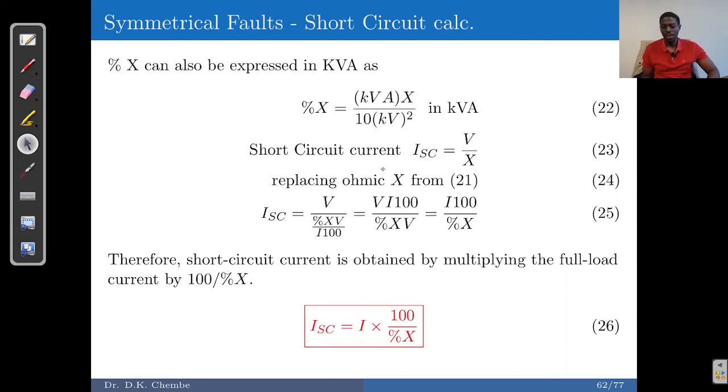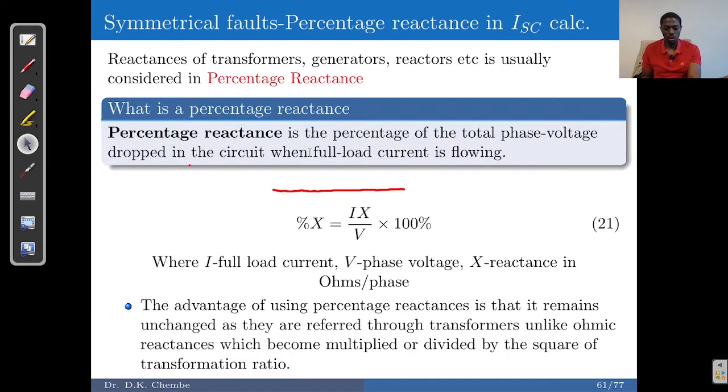So the short circuit current, which is ISC, is going to be equal to the voltage over the reactance. But we are interested in replacing the ohmic reactance by using the percentage reactance. So if we go back to this formula, we want to replace this ohmic reactance by the percentage reactance.